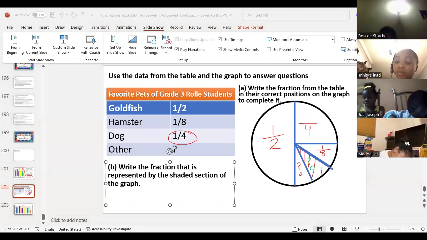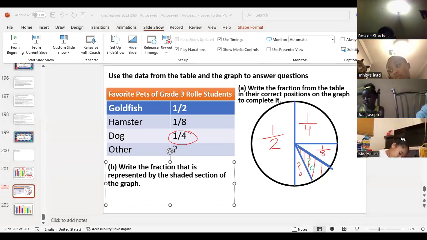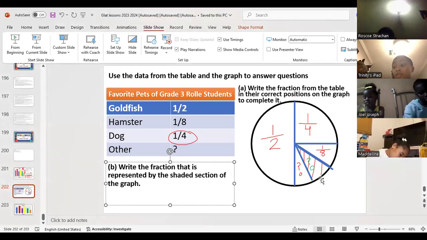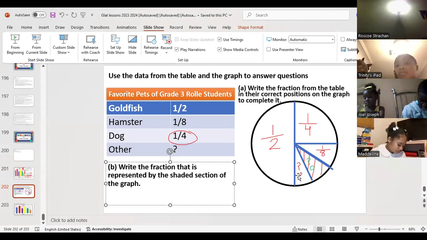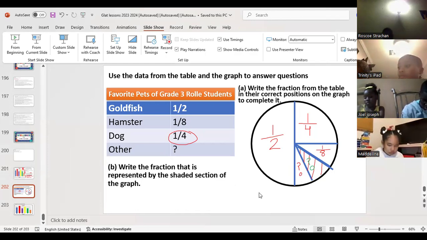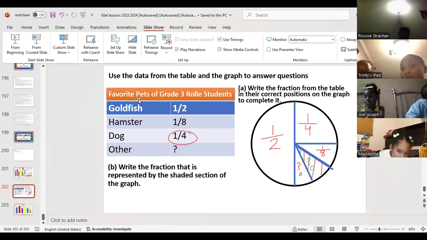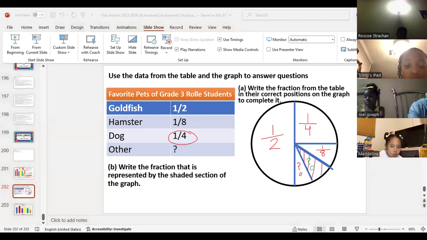So we see that part is shaded. What fraction is represented by that shaded section? You have to figure out what this is, and the unshaded portion too. Can I guess? Yes, you can. Is it 1/3? Not 1/3, no. That is not 1/3.